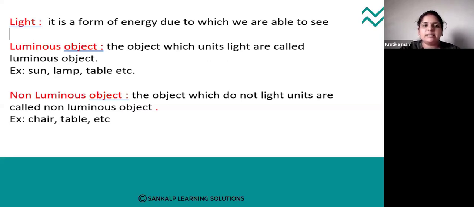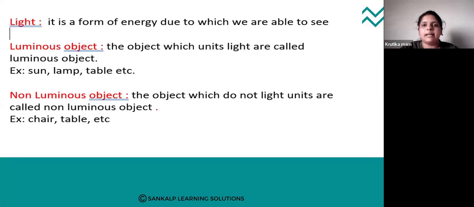The next point we are discussing is the luminous object and the non-luminous object. So what do you mean by the luminous object? I'll give you the example: sun, lamp. These are called luminous objects. Table is not. So this is wrong. Okay, table is not. So luminous object, for example, moon. Here, luminous object means which emits light.